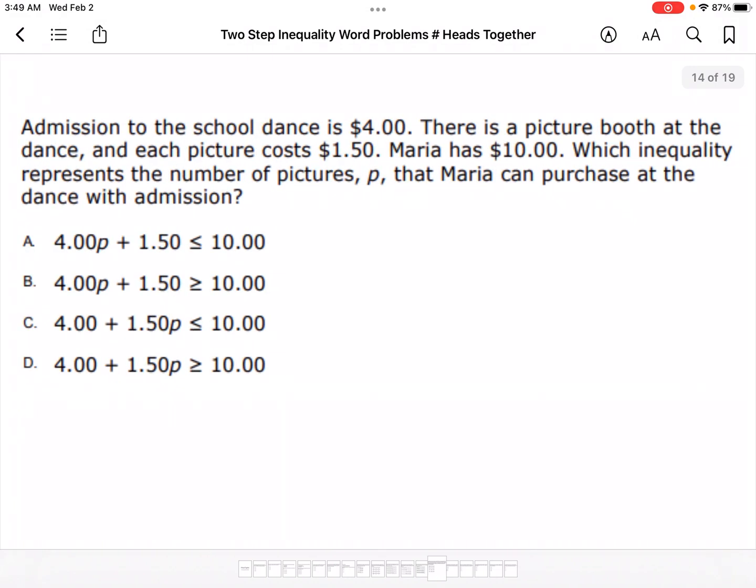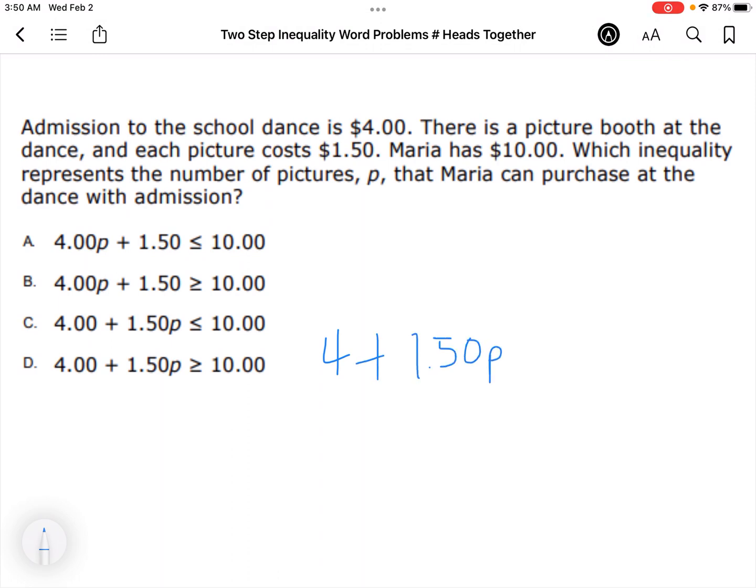Admission to a school dance is $4. And then there's a picture booth, and each picture costs $1.50. So I know that that's where my variable is going. She has $10, so she can't spend more than $10, but she could spend up to $10. So that means it's going to be C.